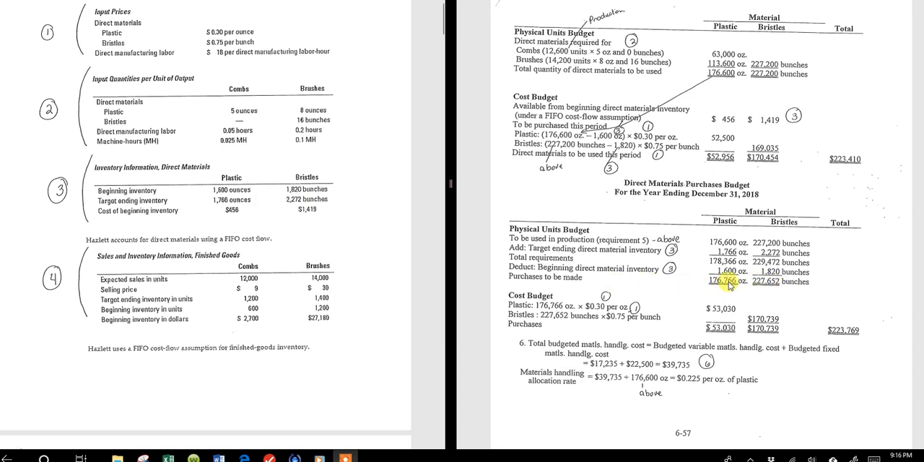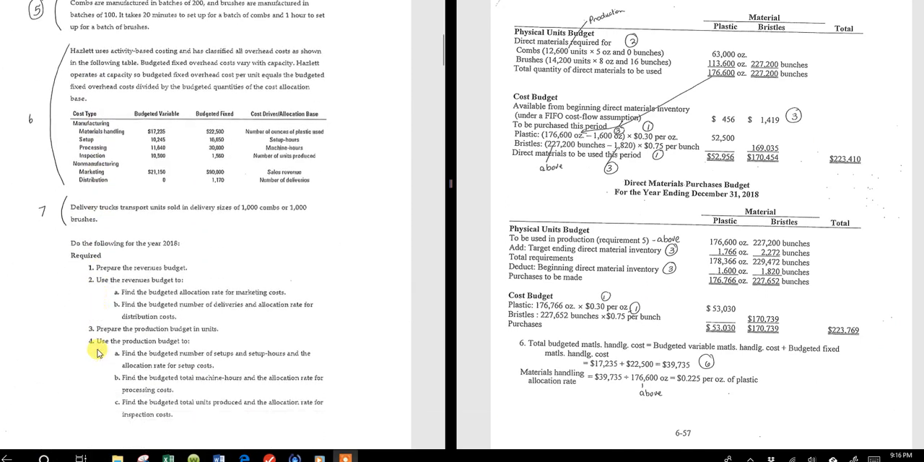Okay, so notice that this is how much is purchased, whereas this is how much is used. Okay, but available is a better word for it. So my cost is the plastic purchases times 30 cents, and my bristles 227,000 times 75 cents, etc. So notice that the amount of bristles purchased is different from the amount of bristles used because of inventories.